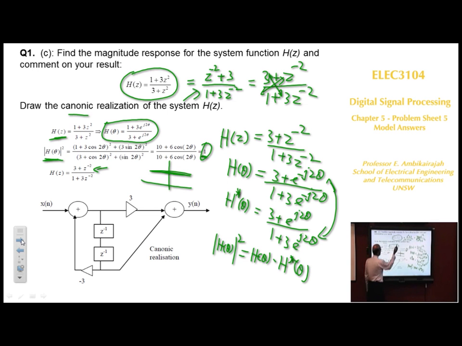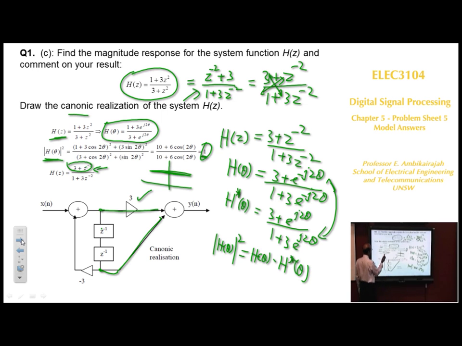So we wrote that transfer function there, so we get it here. And once you have got that, you draw the canonic realization. This is 3 plus z^-2. So there's 1 going 3 directly, and z^-2 times no coefficient is 1. So z^-1, z^-2, that coefficient is 1.